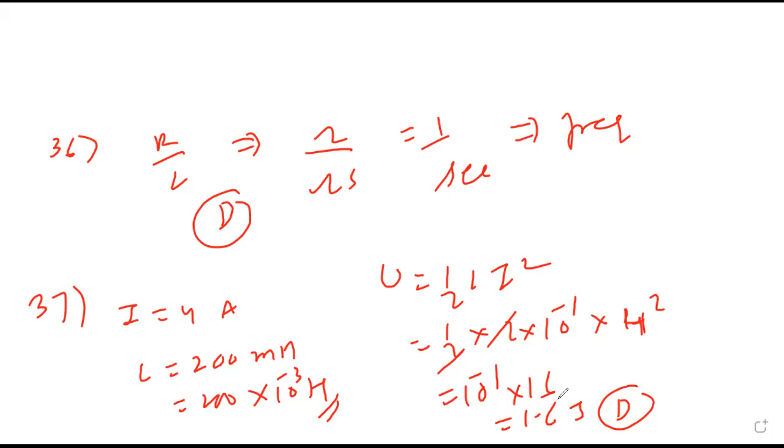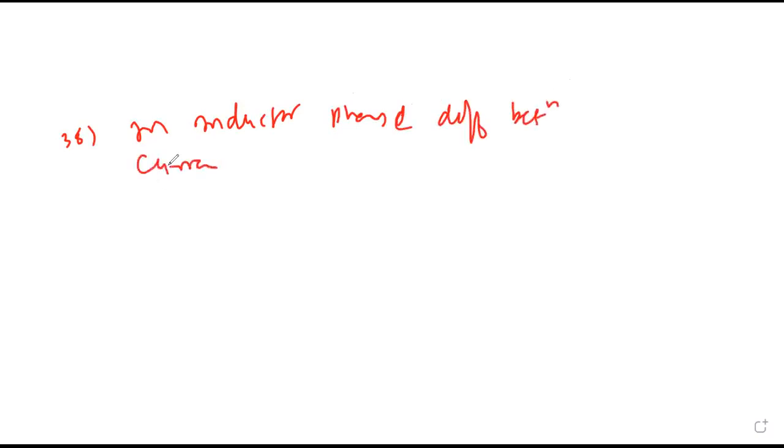38. Current and EMF through an inductor. In an inductor, current lags by 90, EMF leads by 90. So what is the phase difference between them? In an inductor, what is the phase difference between current and voltage? 90 degree. Current and voltage is 90 degree, correct. 90 degree means pi by 2 radian.